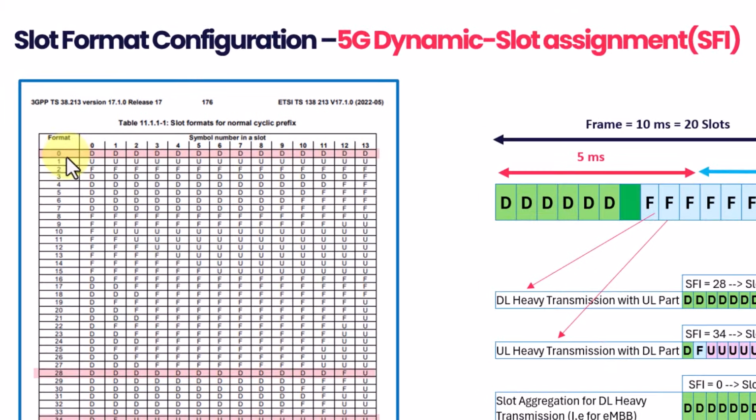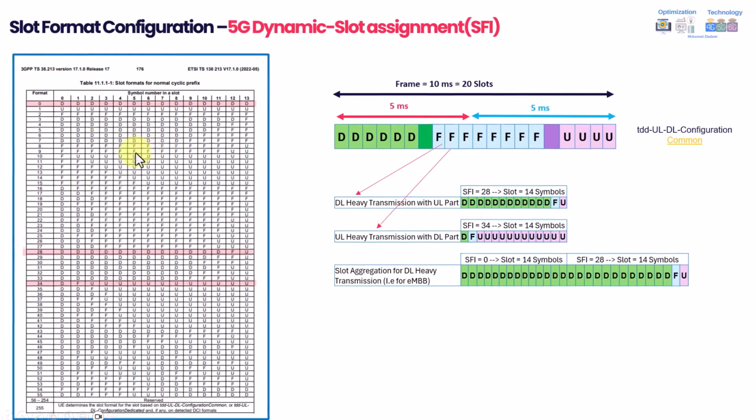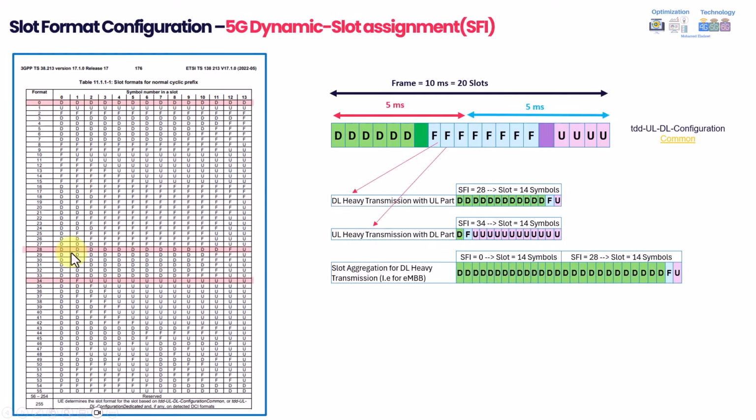For example, the first one, SFI format 0, has all the symbols as downlink. Format 1 has all the symbols as uplink, and it differs from one to another. And 56 to 254 are reserved, so not currently used. So I'm giving you an example now. Assume that the gNB decided to change this format through DCI 2.0 for a particular user. For example, this slot requires a different slot format. Let's assume SFI 28.